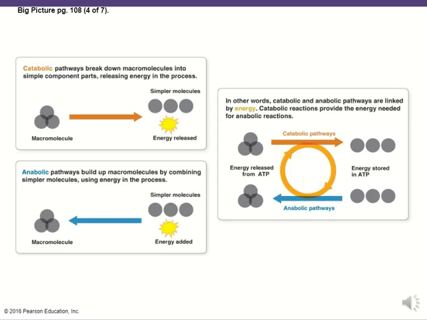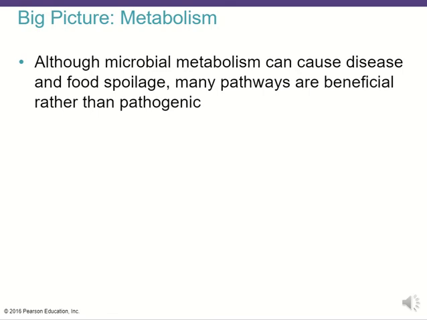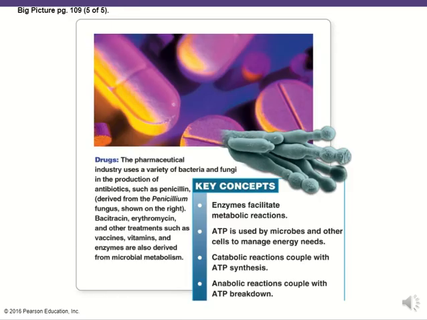In other words, catabolic and anabolic pathways are linked by the transfer of energy, where catabolic reactions provide the energy needed to do anabolic reactions. Although microbial metabolism can cause disease and food spoilage, many pathways are actually beneficial rather than pathogenic. Now, the pharmaceutical industry uses a variety of bacteria and fungi to produce a lot of antibiotics, such as penicillin, which is derived from a fungus.